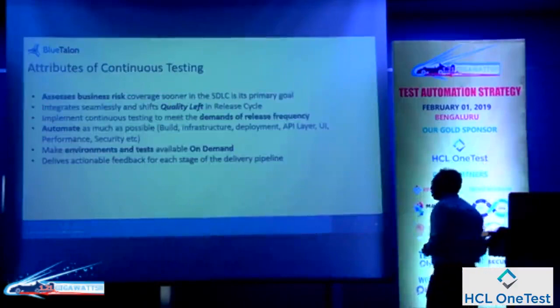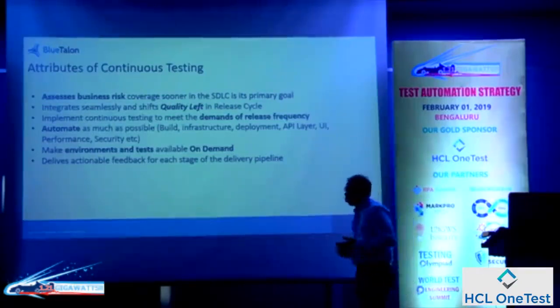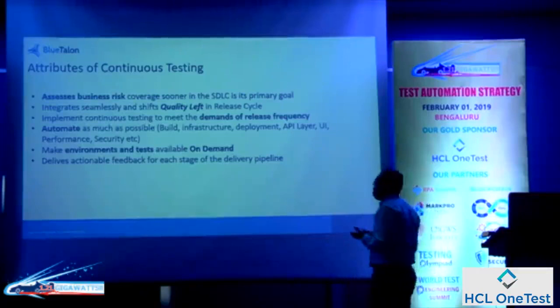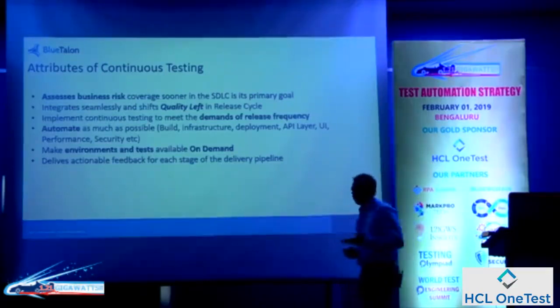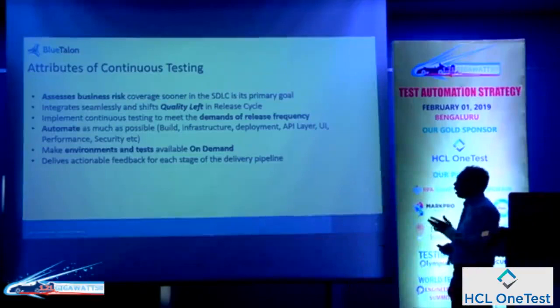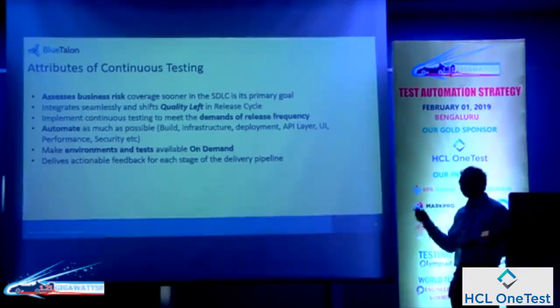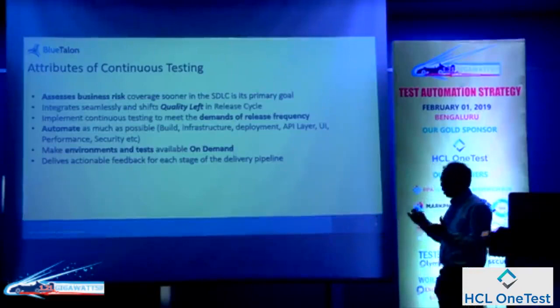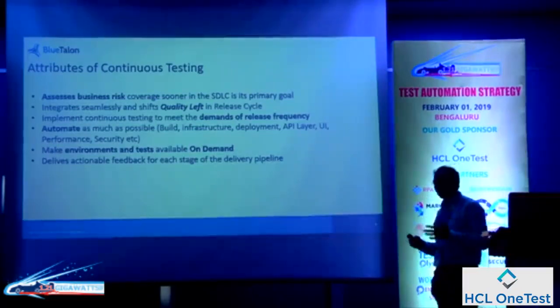Some of the attributes, I mean, why are we doing continuous testing in the first place? End of the day, you should be able to assess your business risk much faster, much sooner in your development life cycle. That's the key, right? If you shift the quality left, the sooner you find the bugs, the release is going to be much more qualitative. You will not have a surprise at the end of the release, or a last minute bug and I have to push the release by another week or so. All these things will not be there if you're continuously, constantly running your tests up in the cycle, right?